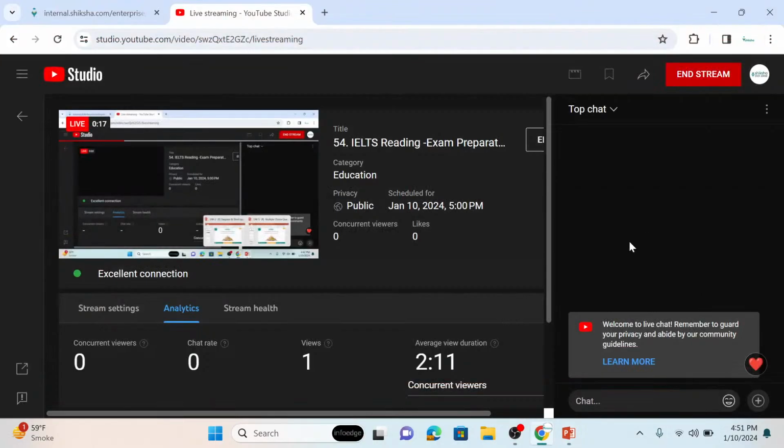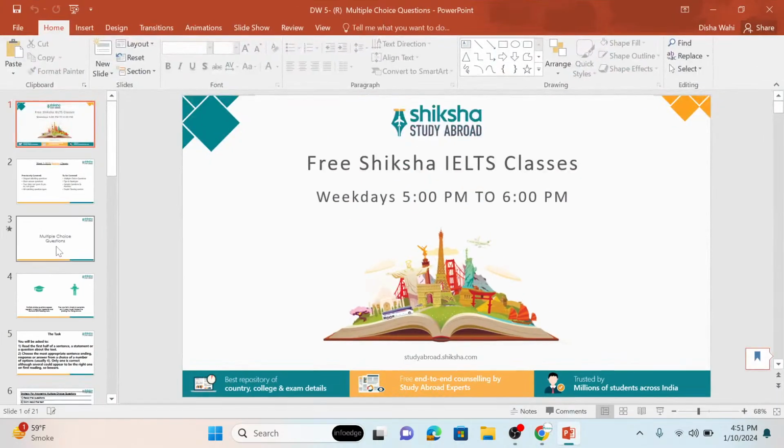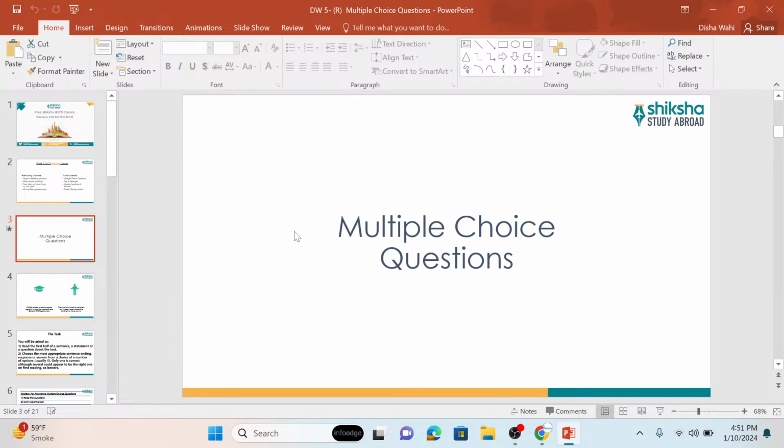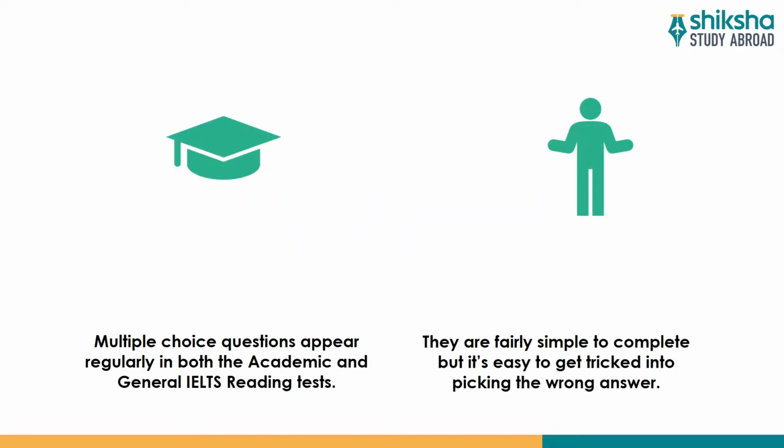So guys, we just learned about diagram based questions, and now we'll be focusing on another kind of question, which is multiple choice questions. The short form or the abbreviation is MCQs. Now this might sound a little tricky, but yes, we do have a different strategy and approach to this kind of question. So let's read about it first.